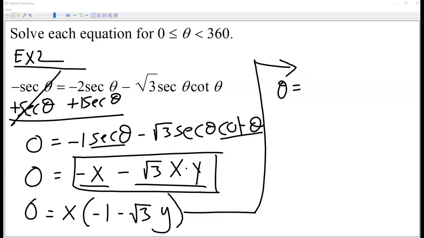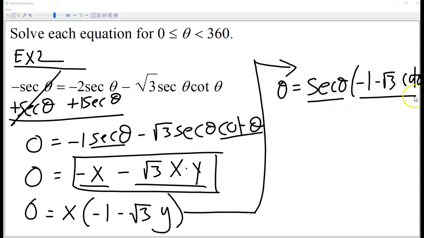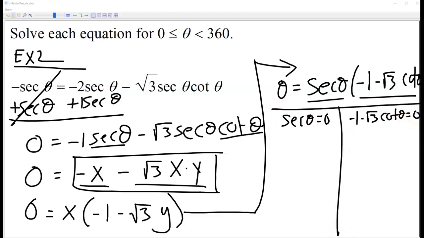So the x, we said, was secant of theta, and the y was the cotangent of theta. Okay, and then we set each one of these equal to 0 and solve. So we've got these two equations to solve for, so let's go for it.